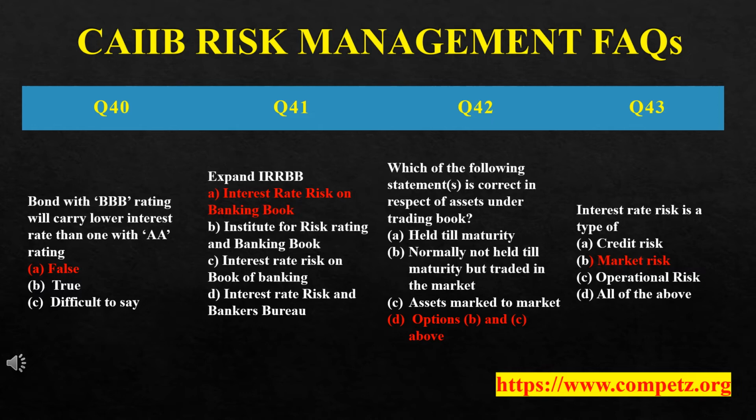So this is M2M. The next question, the last question, will be on interest rate. The interest rate risk is a type of dash. Okay, IRR is a type of which risk? The answer is market risk. Why? Because it's a type of market risk. It addresses the main question: how the bank will be affected if the interest rate changes, like lower, higher, anything. So interest rate risk is a type of market risk.